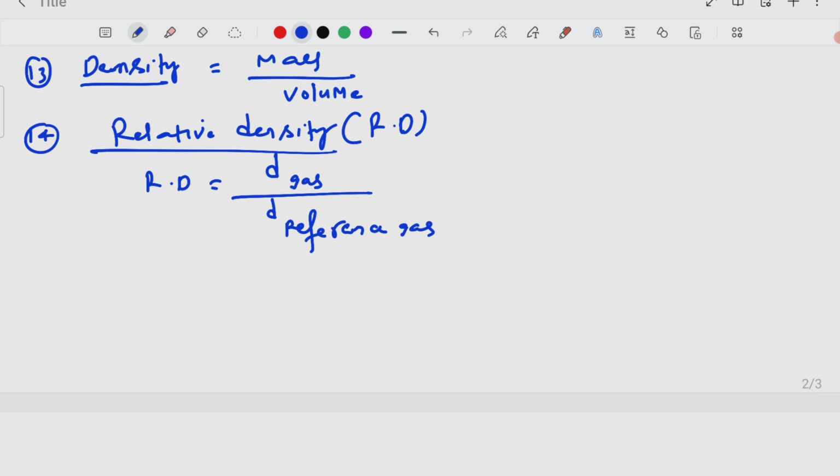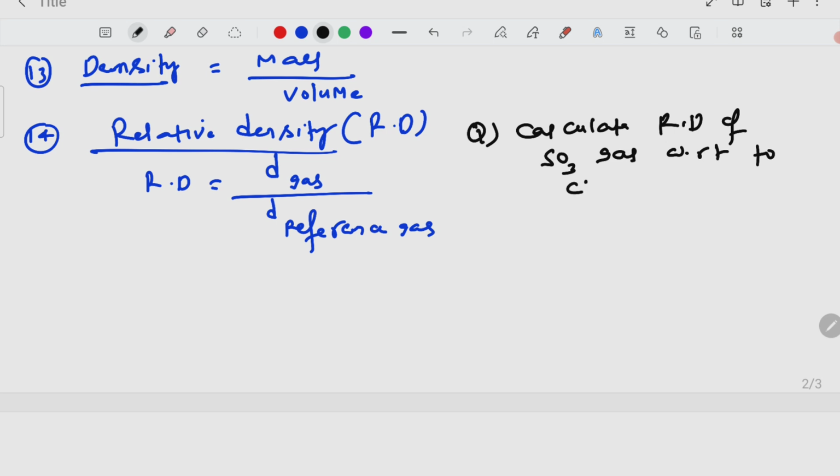For example, for understanding, I am taking one simple question here. For understanding, we get relative density, a new term. Calculate relative density of SO3 gas with respect to CH4 gas. Simple question. Calculate relative density of SO3 gas with respect to CH4 gas.